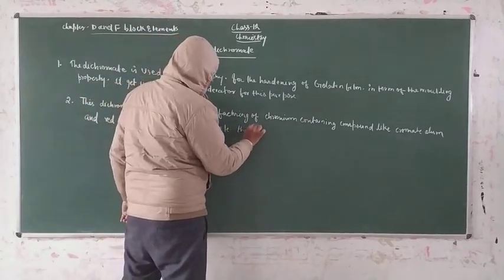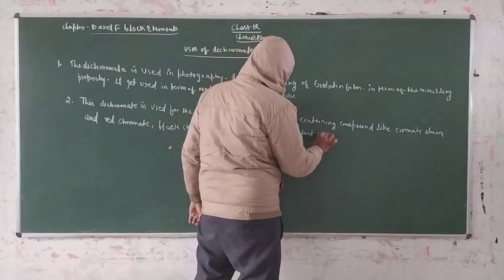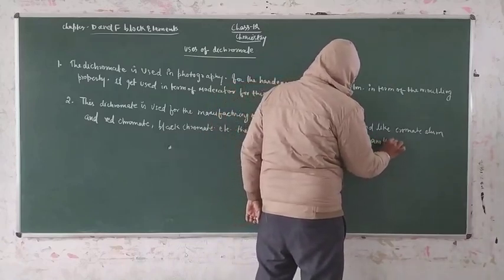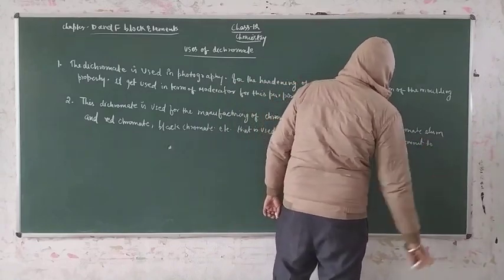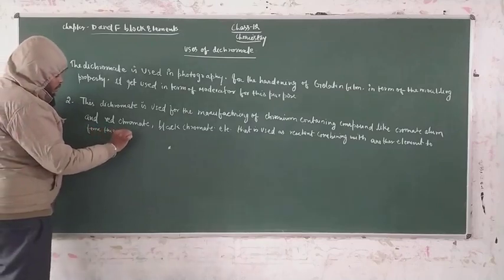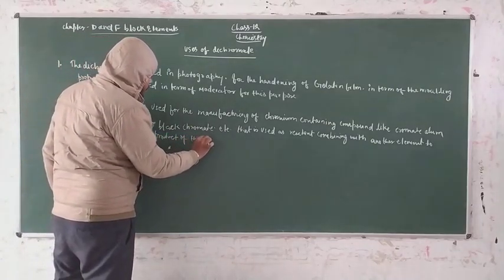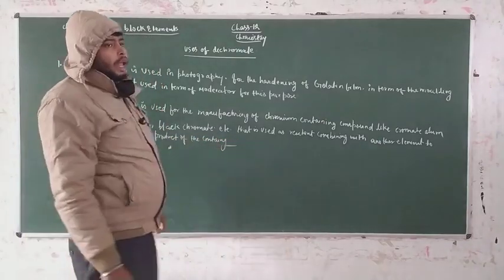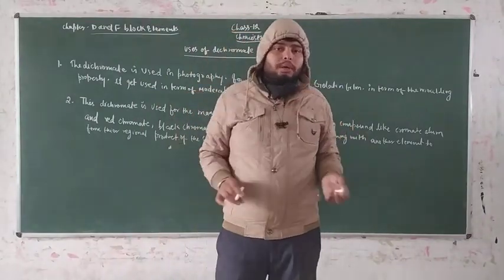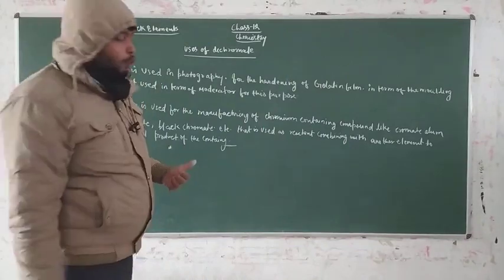That is used as a reactant combining with another element to form the original product. Combined with the chromate, those products which contain chromium are used for the formation of chromate alloy, and again for the formation of chrome yellow.